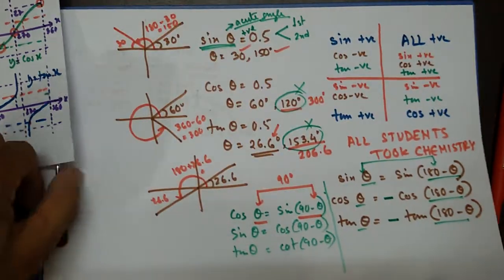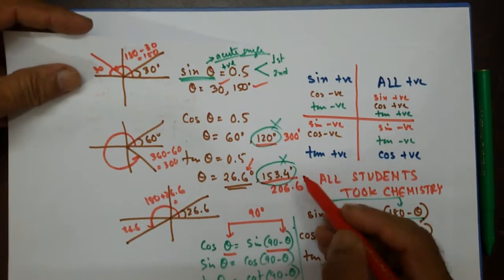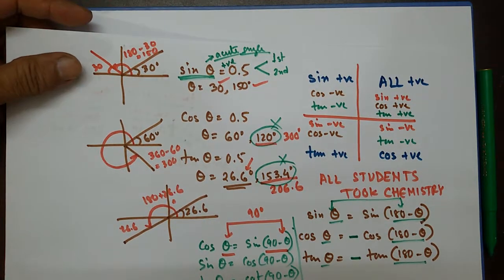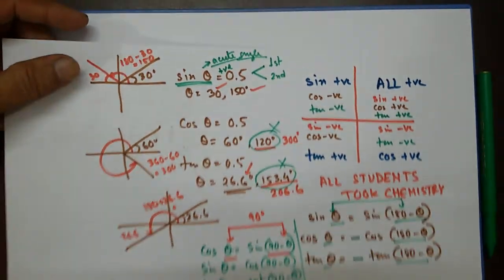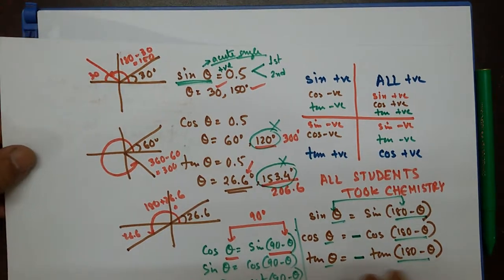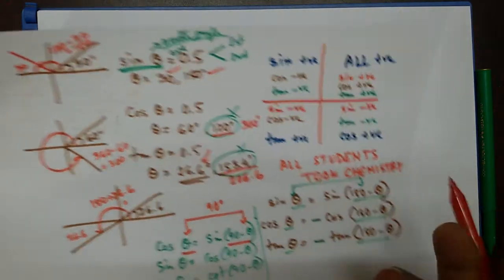Now the last one that I really want to talk about is something some of my students always ask me: why do we add or subtract from 180 degrees or 360 degrees? Why not 90 and 270?